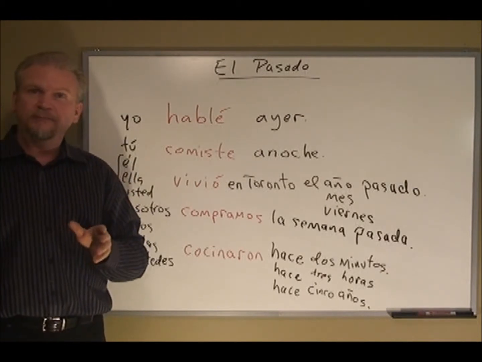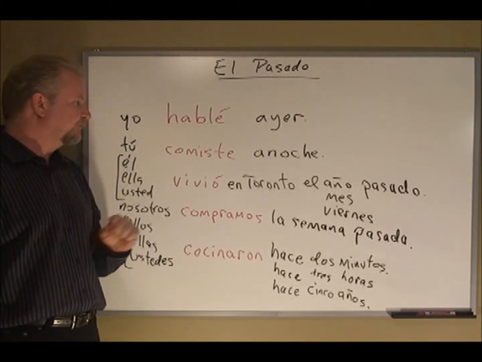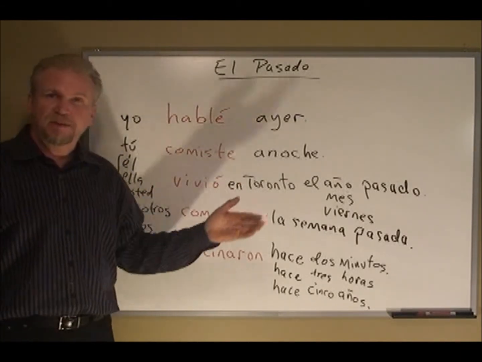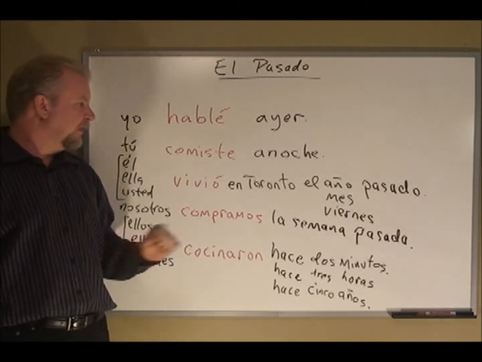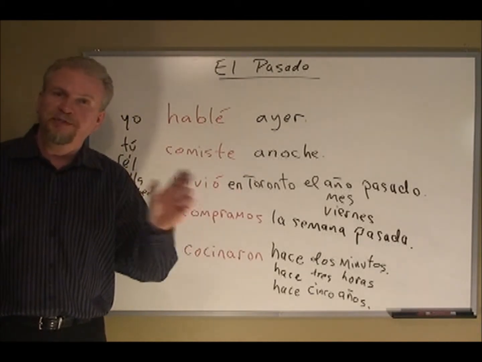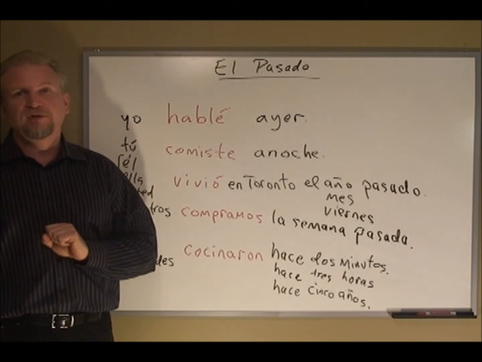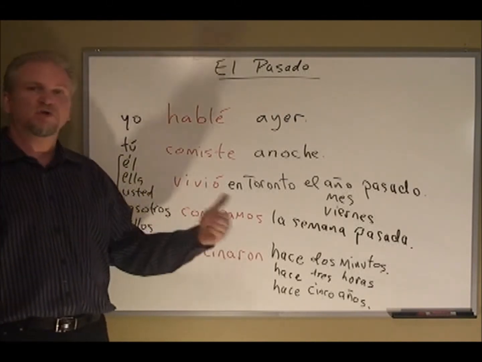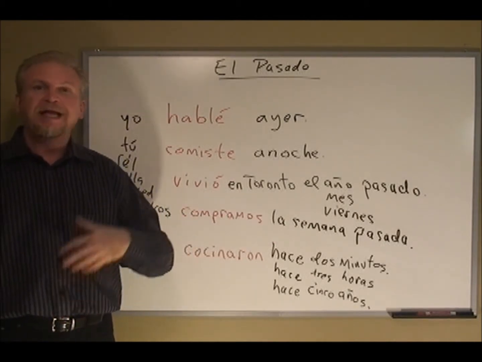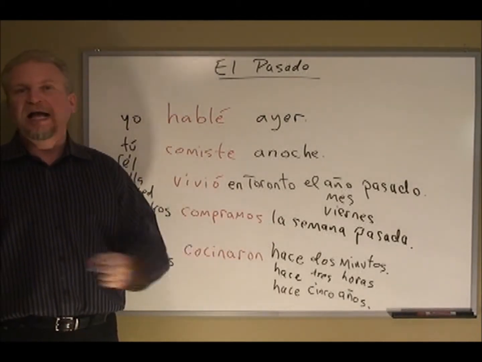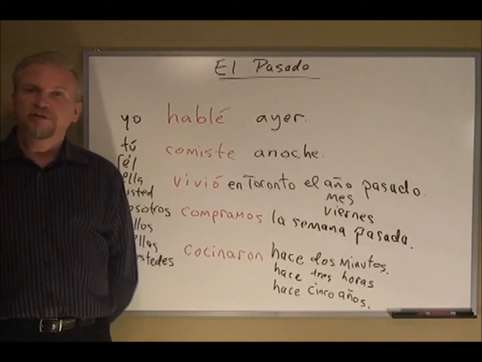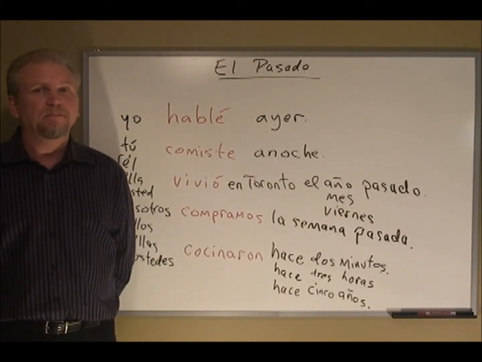Now you have some vocabulary to help you write sentences in the past. Ayer, yesterday. Anoche, last night. El año pasado, last year. El mes pasado, el viernes pasado. La semana pasada, last week. And the term hace with a time period, which is equivalent to the English ago. Hace 2 minutos, hace 3 días, hace 2 semanas, hace 5 años. These words will help put into context your sentences in the pretérito past.